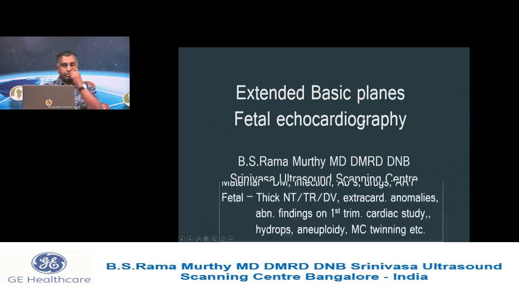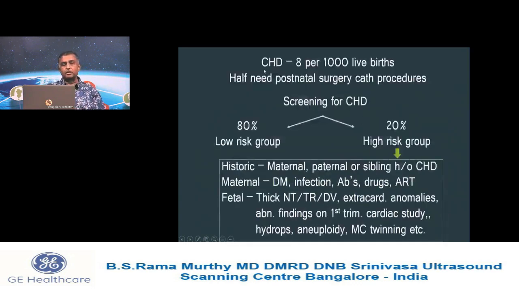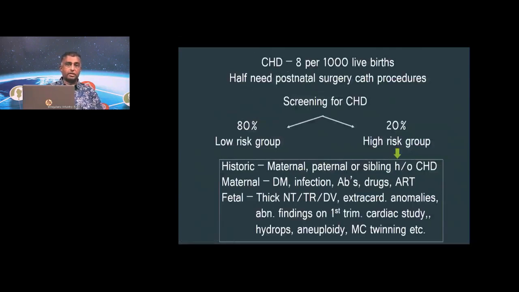Now, we need to understand that CHD, or congenital heart disease, is a common disorder in the fetus. It's the commonest congenital anomaly that can occur in a fetus. So much so that 8 neonates per 1,000 live births are affected by congenital heart disease. And half of them need postnatal surgery or catheter procedures. Therefore, half of them are complex diseases. So 4 per 1,000 or 0.4% is the incidence, which is a huge incidence, right?